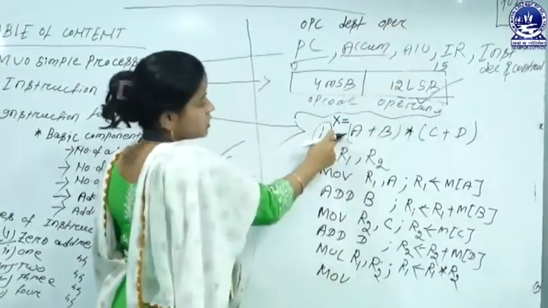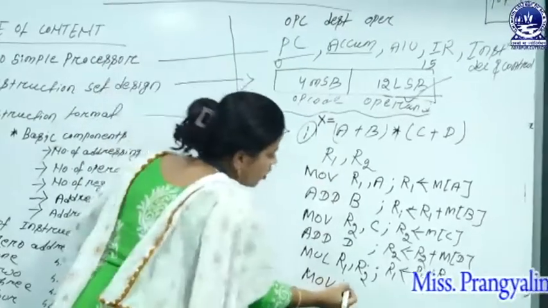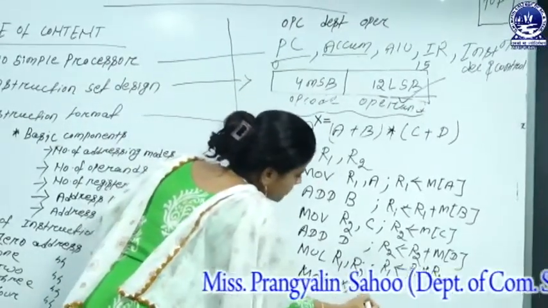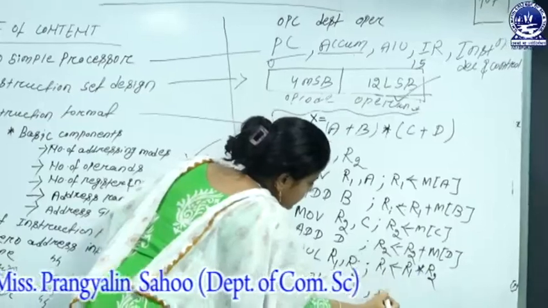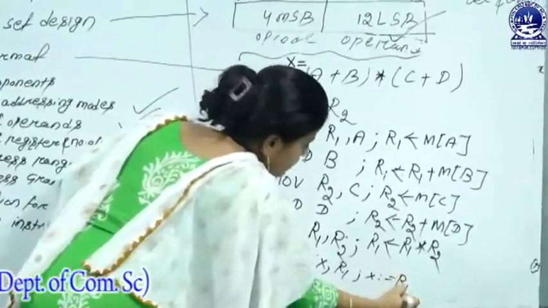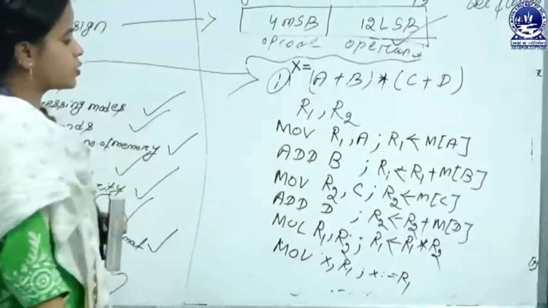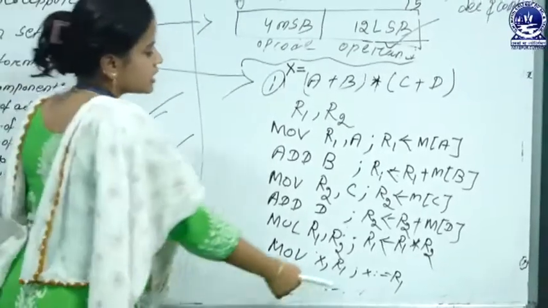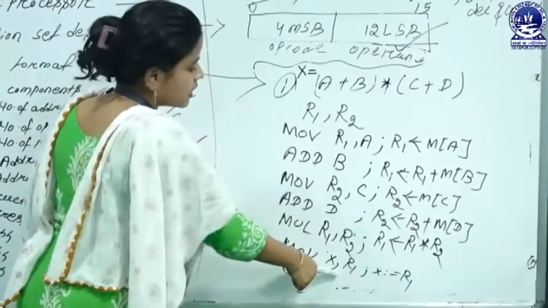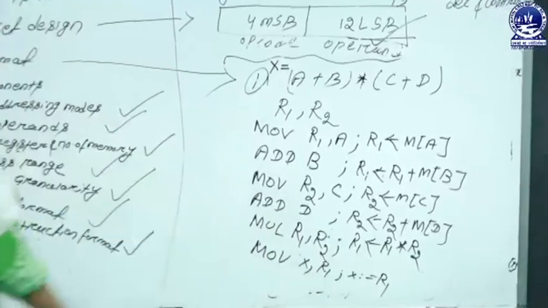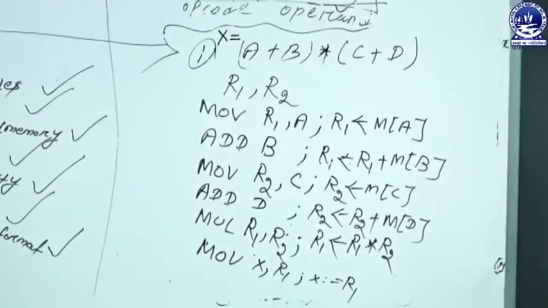So here the destination location is X. So move X of R1. That means here X equals R1, whatever the R1 resultant value is, it is stored in between these locations, to be exchanged on the given X location. So this is the format of the two address instruction format.